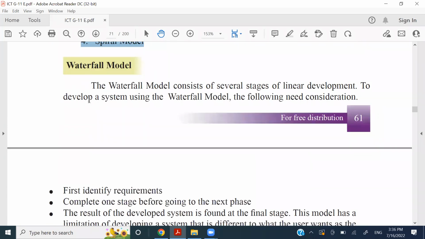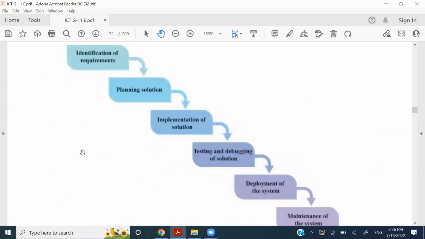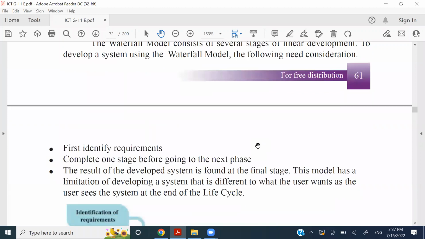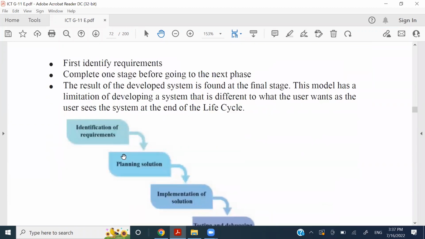So the waterfall model, if you go through this diagram, you can see the same 6 stages are there in the waterfall model: identification of requirements, planning the solution, implementing the solution, testing and debugging, deployment, and maintenance. So what's the difference? According to this particular model, they have made the stages happen one after the other, right? So there is no going back and changing things in the previous stage once it is done.